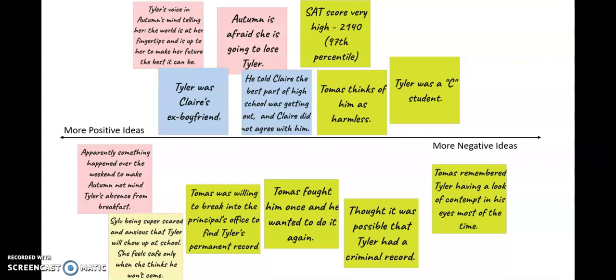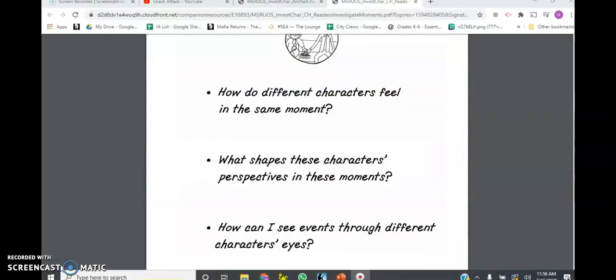Okay, let's see. Mostly what I was doing while I was thinking about all these different feelings the characters had about Tyler is I was thinking about what shapes the characters' perspectives. What is shaping their opinions? What events do they have opinions on? What have they experienced from this character? And how is it different from one another? I'm sort of comparing and contrasting how they view this one character.